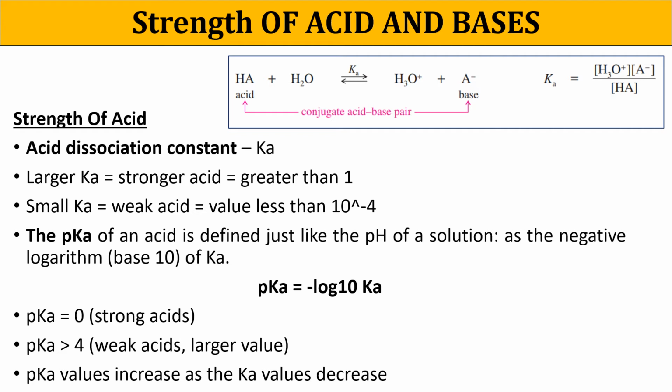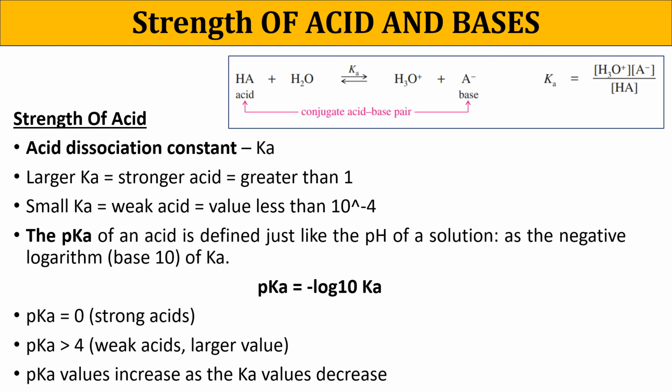Most organic acids are weak acids with Ka values less than 10 to the power minus 4. Many organic compounds are extremely weak acids. For example, methane and ethane are essentially nonacidic, with Ka values less than 10 to the power minus 40. Because they span such a wide range, acid dissociation constants are often expressed on a logarithmic scale. The pKa of an acid is defined just like the pH of a solution, as the negative logarithm of Ka.